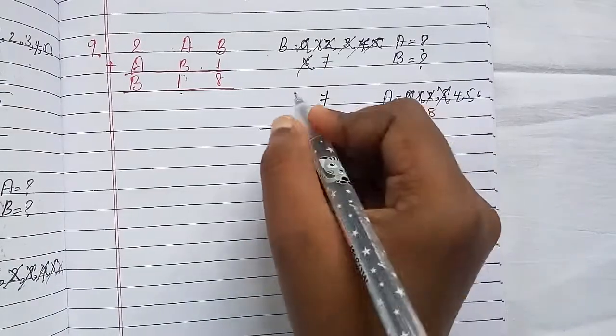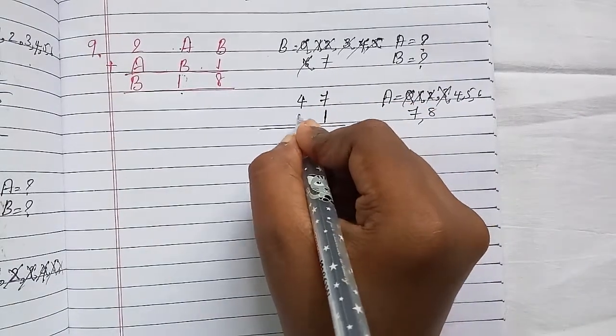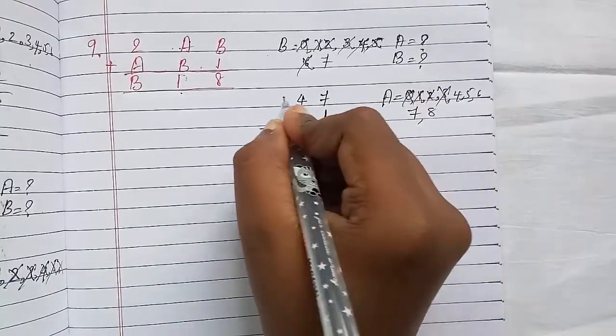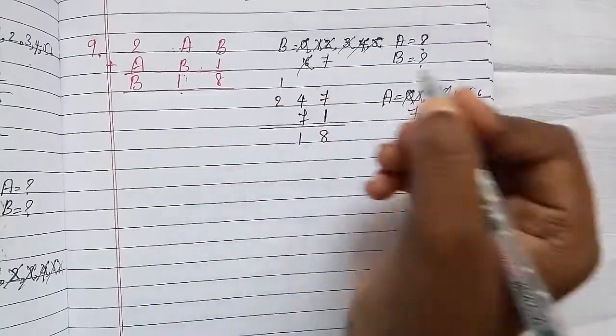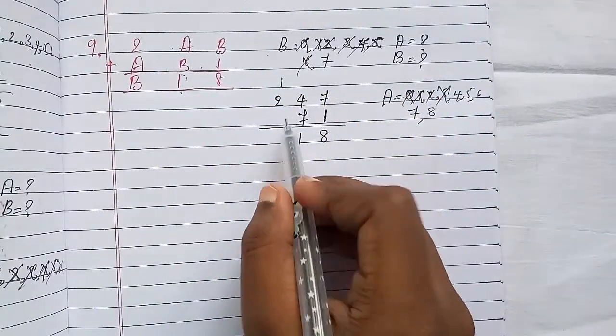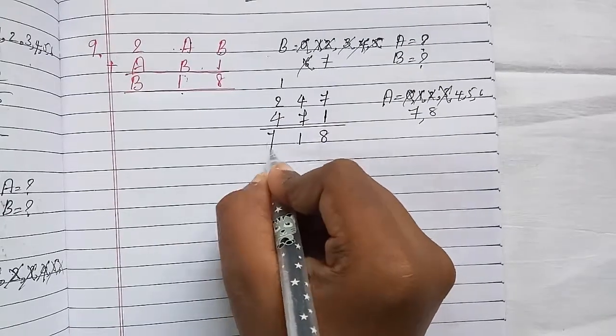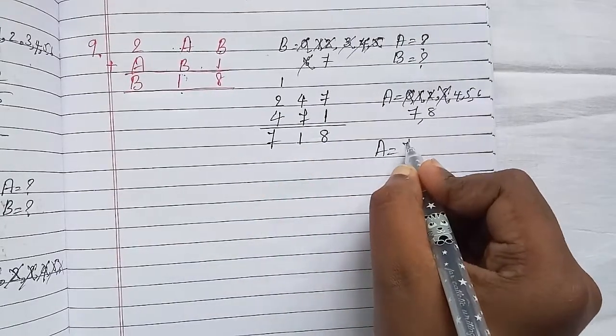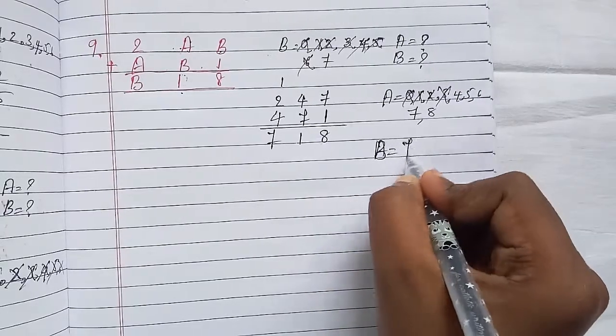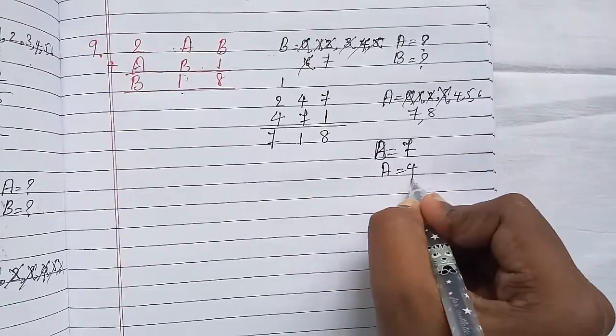See, I will take the value of A is 4, B is 7, 11, 2, 1. A is equal to 4. 4 plus 2 is 6. 6 plus 1 is 7. Sorry, B is equal to 7. A is equal to 4.